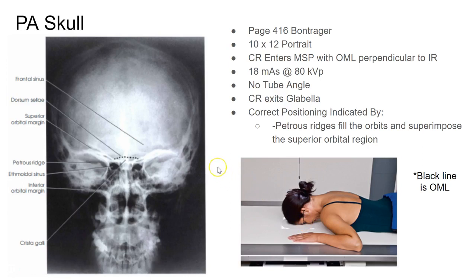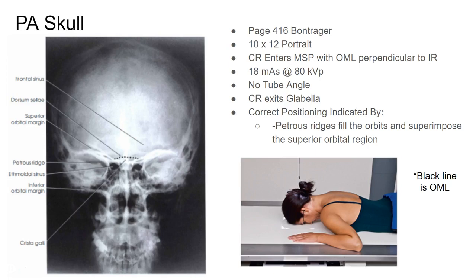Well, our petrous ridges should completely fill the orbits and superimpose the orbital region. So let's look at this here. Our orbit is right here, and then here is the right orbit. And see this line right here? This is my petrous ridge, and here's my right petrous ridge. Those petrous ridges should fill the orbits. They should line up with the top of the orbit. So actually, in this case, they could go up just a hair more.